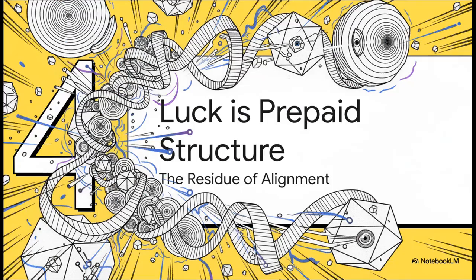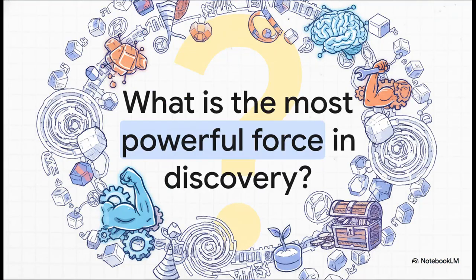And that idea of prepaid structure brings us to the real star of this whole thing. We've talked about being misaligned and we've talked about precompiled answers. Now let's talk about the mysterious force that connects the two. It's time to redefine luck. Seriously, what do you think is the most powerful force behind all the great discoveries? Is it raw genius, endless hard work, a massive budget? This framework says it's something we usually write off as just, well, random chance.